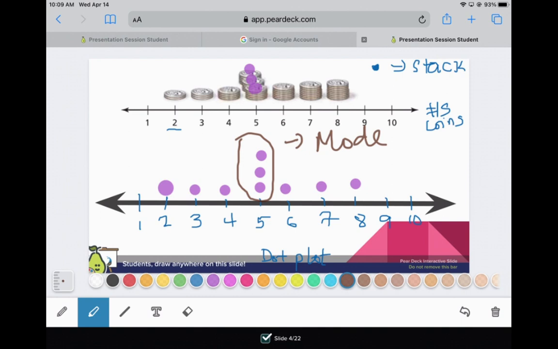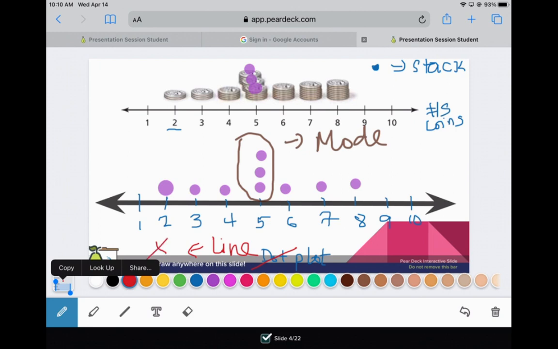I'm going to use the same thing, but if it's the next one, we look at a line plot. A line plot is the same as the dot plot. The only thing different is that for the line plot, instead of using the dot, we use the X to represent it. So I'm doing the same information, but I will use the X. So this will be 3 X's. This will be 1 X, 1 X, and 1 X.